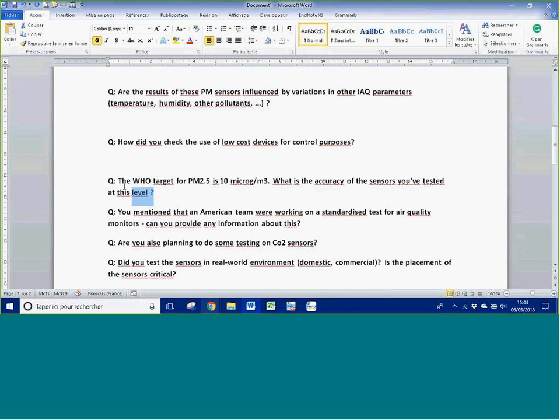Okay. The WHO target for PM 2.5 is 10 micrograms per cubic meter. What is the accuracy of the sensors you have tested at this level?